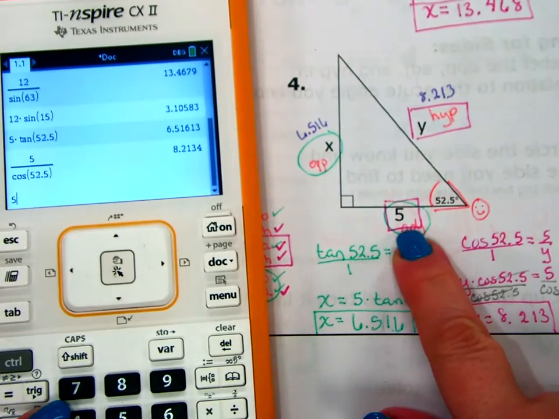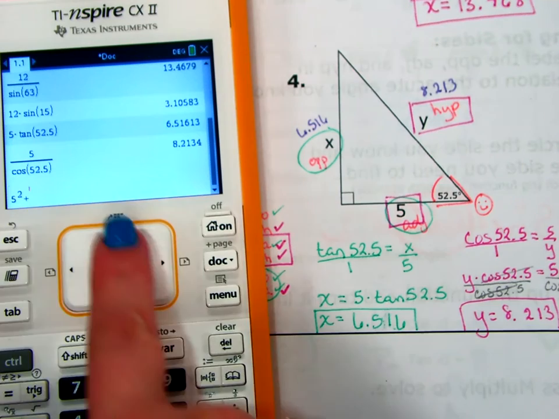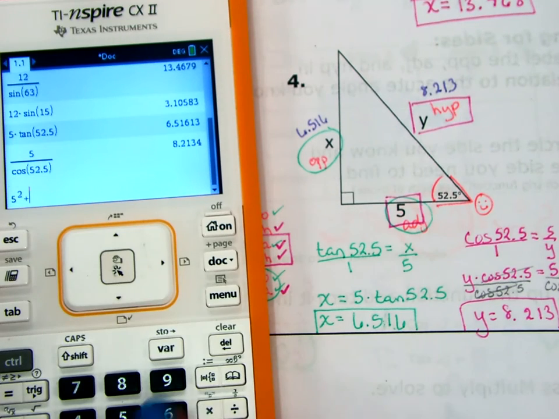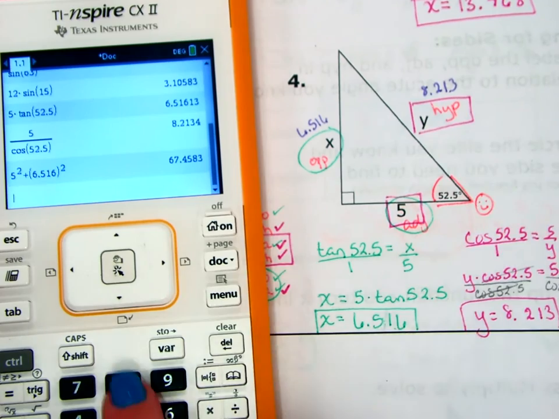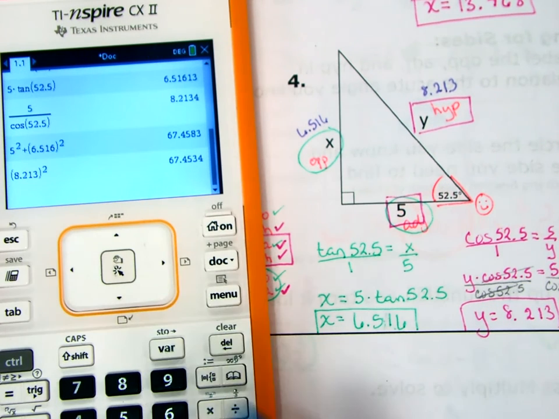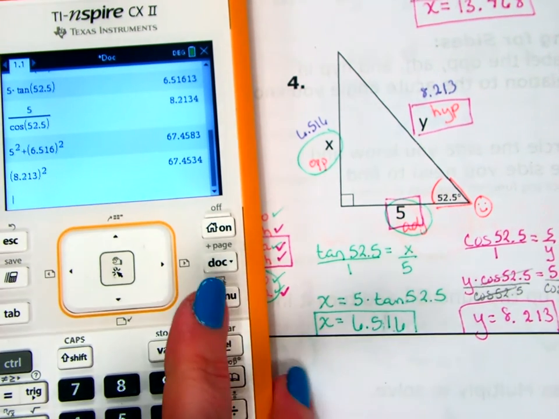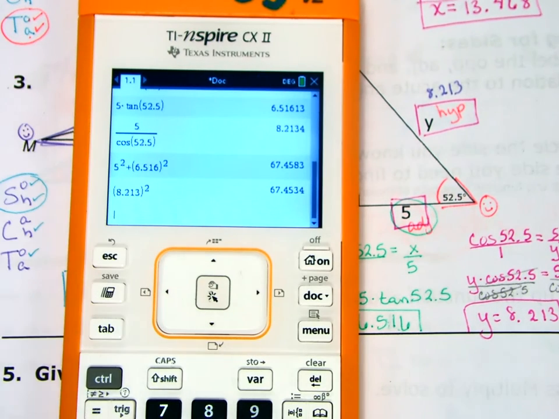Let's see. If I do 5 squared plus 6.516 squared, that should equal y squared, my 8.213 squared. Are they equal? No. Why are they not equal? We rounded. There's rounding error in our answers, right? So when you use rounded answers, you're going to have a little bit of error.